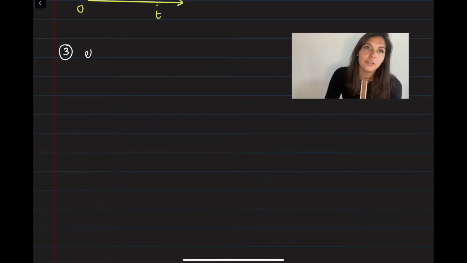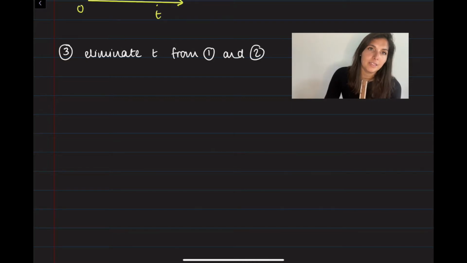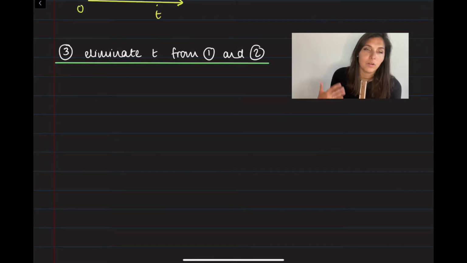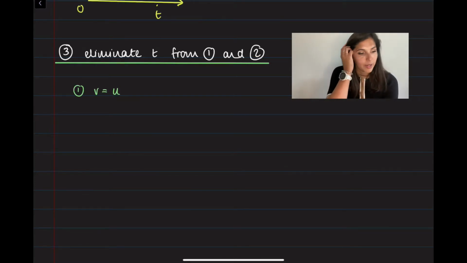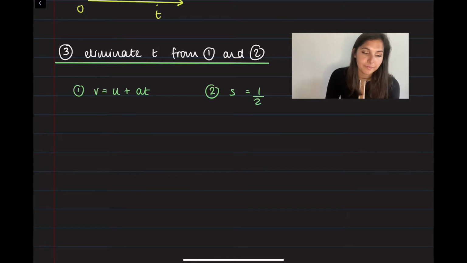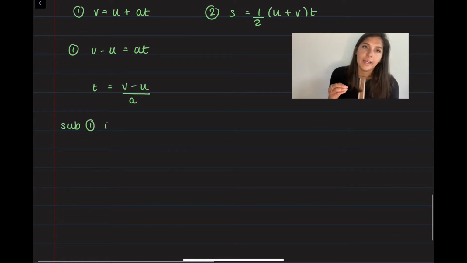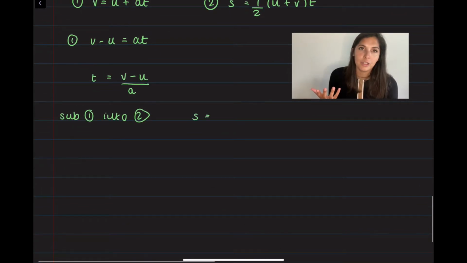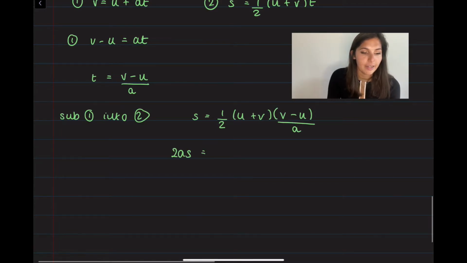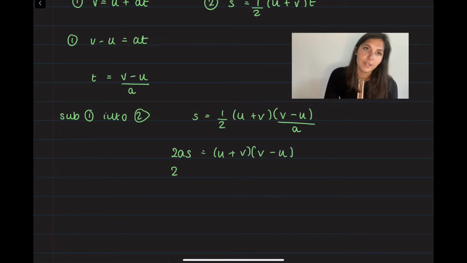Now we can use those two that we've derived to derive the others. The first thing I'm going to do is eliminate t from equation 1 and equation 2. So I'm going to rearrange equation 1, so I end up with v minus u equals at, and then t equals v minus u over a. Then I can substitute that expression for t into my equation number 2. I do that, and I can rearrange, and I end up with another one of my SUVAT formulae.